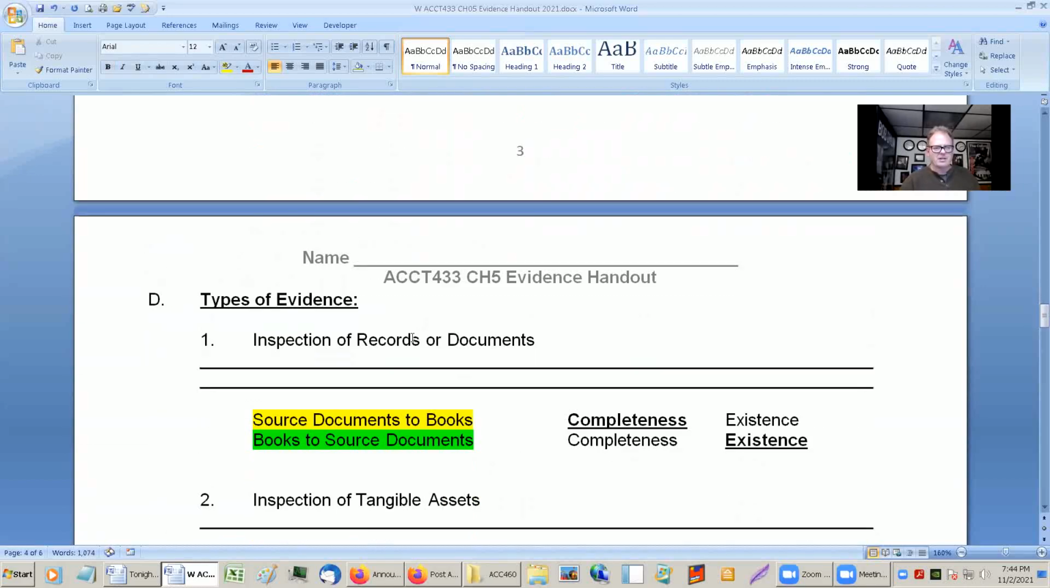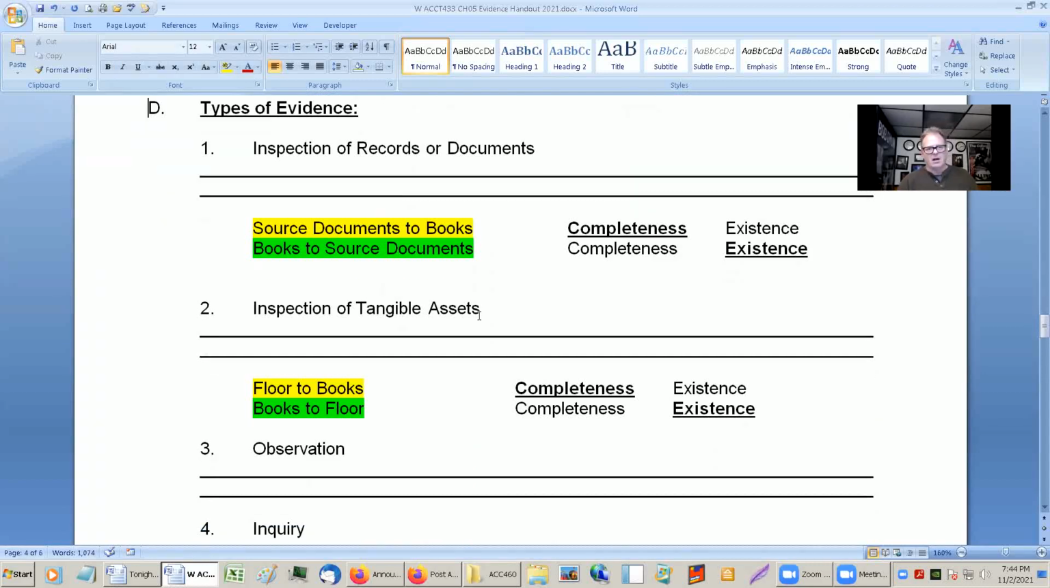Okay, we already talked about this a little bit. Inspection, we talked about this. Inspection of the documents, look at the documents, and the documents should be able to be traced to the general ledger, or from the general ledger to the original documents. It usually goes both ways, no matter what it is.